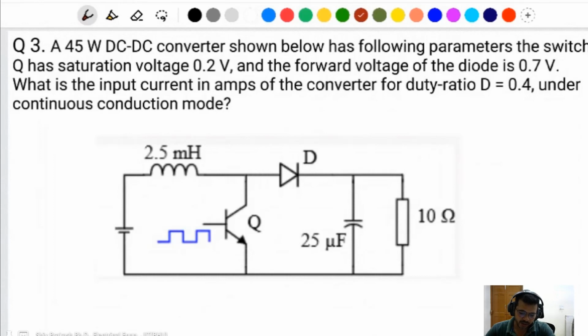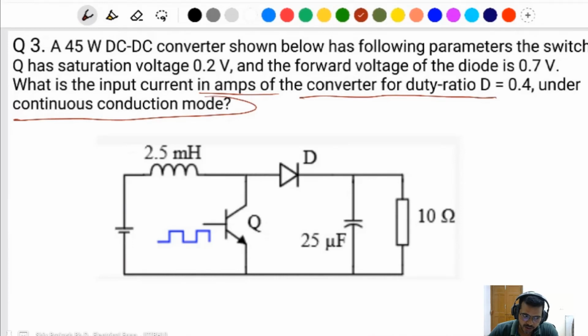A 45 watt DC-DC converter is shown below. This is the boost converter, with the following parameters: switch Q has a saturation voltage of 0.2 volt and the forward voltage of the diode is 0.7 volt. When the switch is on, 0.2 volt is the saturation voltage, and when the diode is on, 0.7 volt is the voltage drop of the diode. What is the input current in amperes of the converter for a duty cycle of 0.4 under continuous conduction mode?